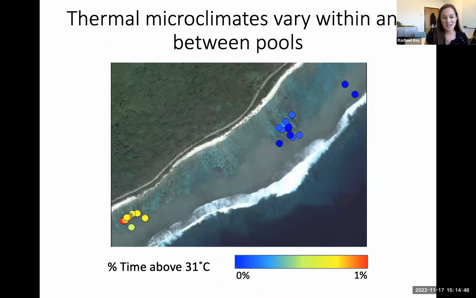And we also know there's a lot of temperature variation within each of those pools. So each of the points here is a different coral colony that we put a temperature logger on that could measure temperature every 10 minutes. And we're plotting the amount of time each individual spends above 31 degrees. This is close to that nominal bleaching threshold. And you can see the difference between pools really drastically, but you also see quite a bit of variation within each pool, and especially within the highly variable pool.